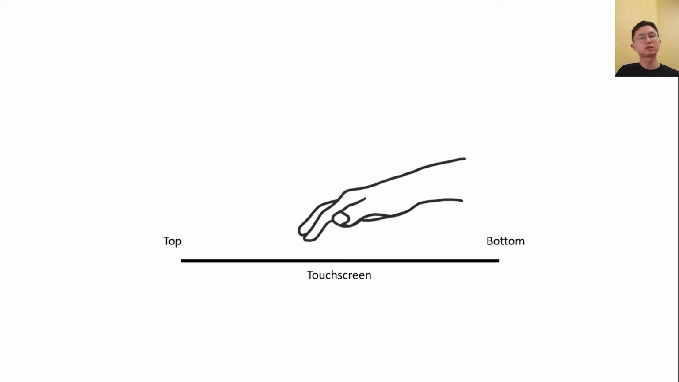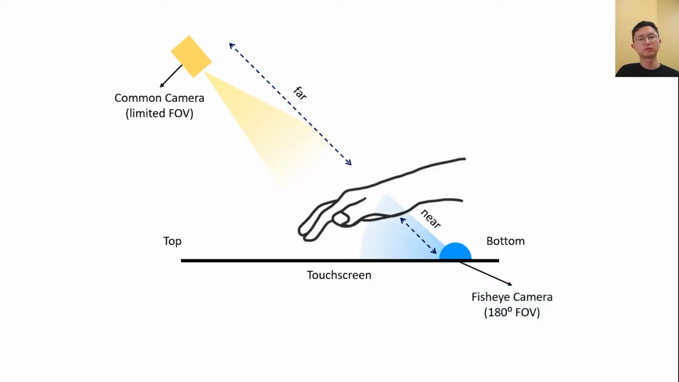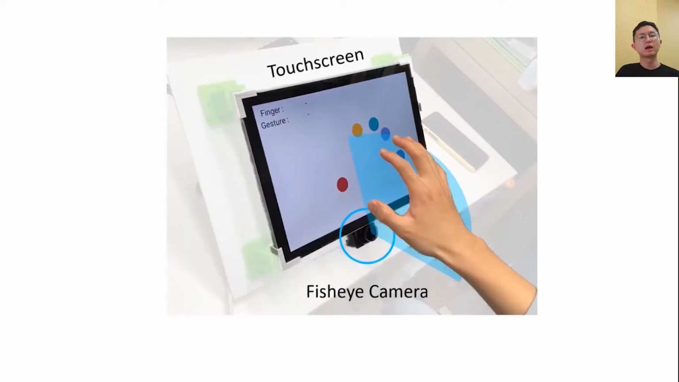However, it is hard to install a camera on a smart device and capture the whole hand's image due to its limited field of view. Therefore, usually a camera is installed at a distance from the interaction space. We solve this issue by using a fisheye camera. A fisheye camera with 180 degrees of field of view can capture the whole hand's image no matter where the hand is located. Now, I'll introduce the DeepFisheye prototype.